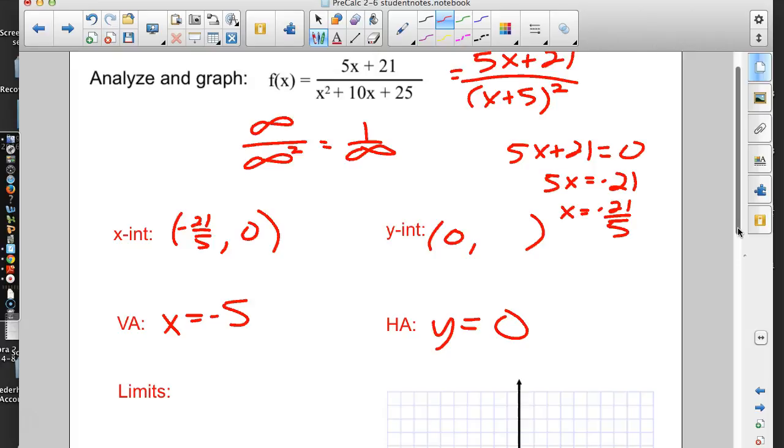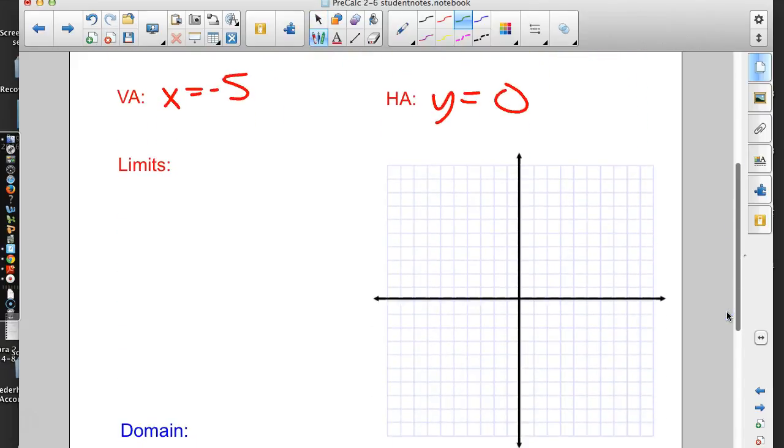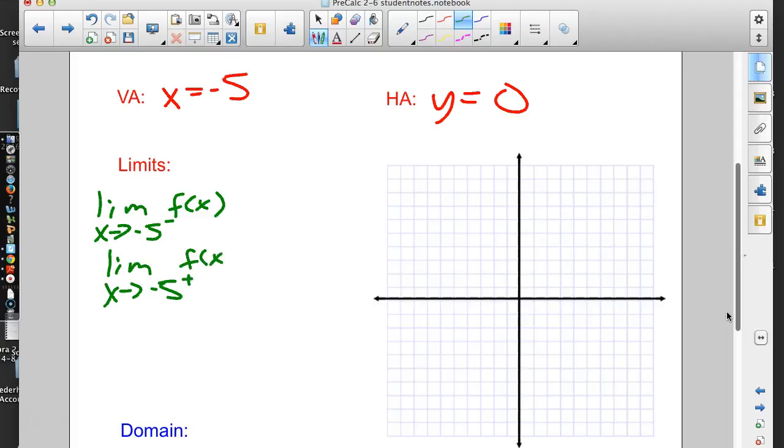What do you get? This will be a 0, this will be a 0, this will be a 0. 21 over 25. We don't exactly get beautiful fractions with this one, do we? It's just kind of nasty. All right, so let's set up our limits with the only vertical asymptote we have here, which is -5. We put on the limited information that we have.